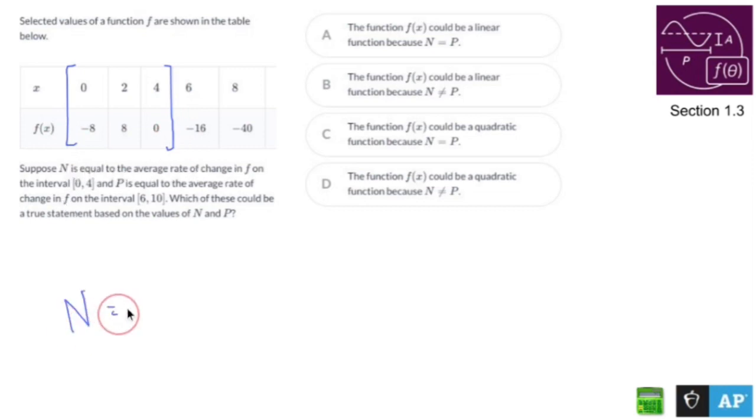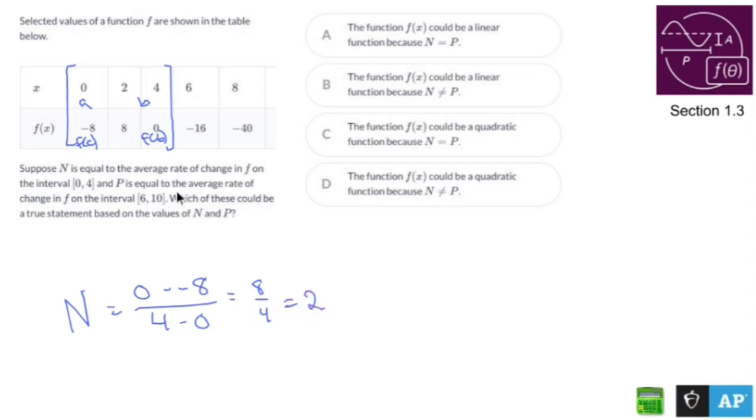So n is going to equal f of b minus f of a over b minus a. So f of b is 0, minus f of a is negative 8, so I have a double negative there, over b, which is 4, minus a, which is 0. So that's going to be double negative 8 over 4, and it's 2. Okay, got n down.